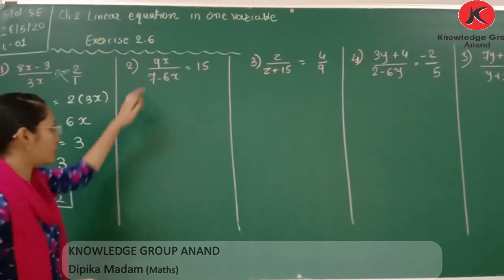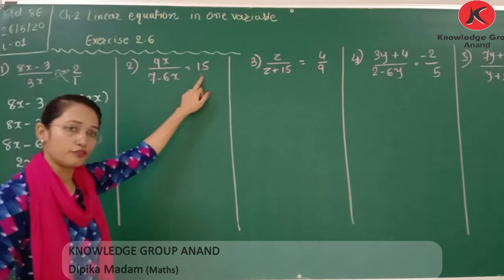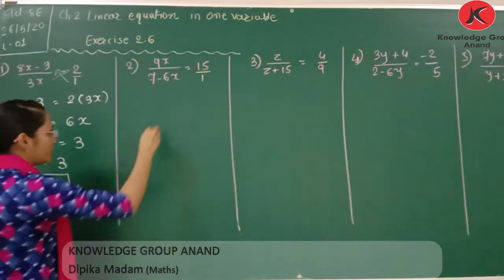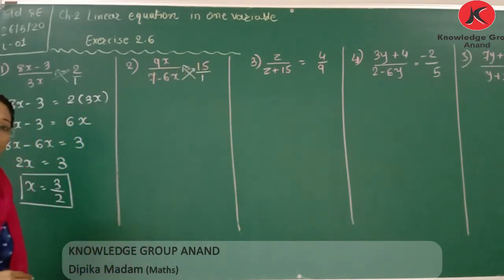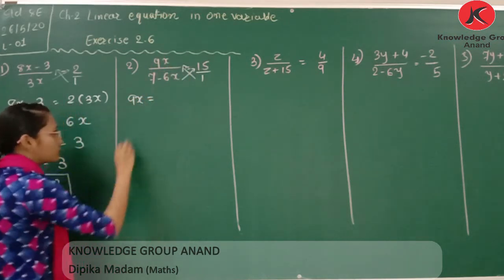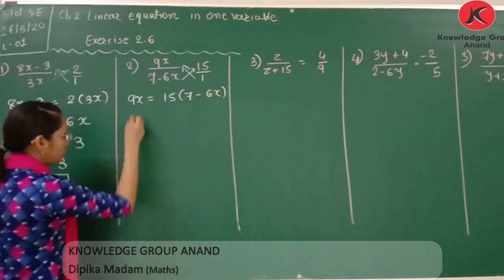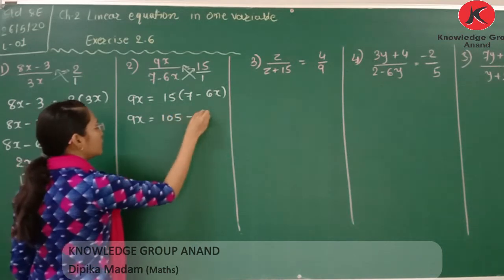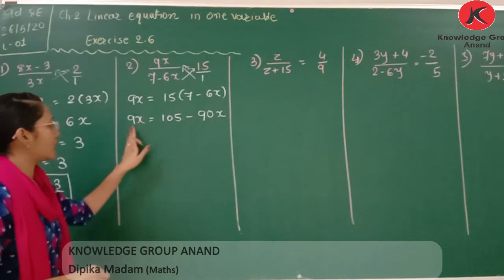For the next example, that is 9x minus 7 minus 6x is equal to 15. Again here the denominator is 1. So again you need to multiply 1 with 9x and 7 minus 6x with 15. If you multiply 1 with 9x, you will get 9x. 15 multiplied with 7 minus 6x. 15 7s are 105. 15 6s are 90x. Now 90x and this is 9x.